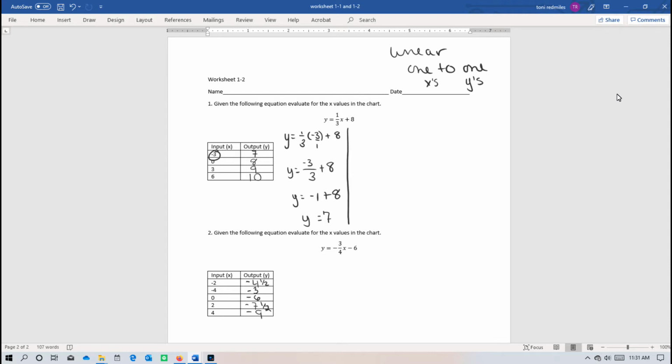Now I'm going to put a 0 in. This one's pretty easy because anything multiplied by 0 is 0. This is the rule of zeros. So that's just going to go to 0, making y 8. That one was pretty easy, right? Let's go on to x is 3.